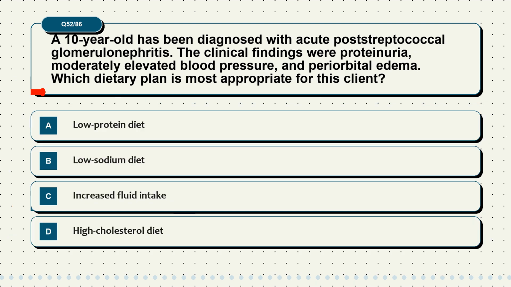Question 52. A 10-year-old has been diagnosed with acute post-streptococcal glomerulonephritis. The clinical findings were proteinuria, moderately elevated blood pressure, and periorbital edema. Which dietary plan is most appropriate for this client? Here are the options. Option A. Low-protein diet. Option B. Low-sodium diet. Option C. Increased fluid intake. Option D. High cholesterol diet.